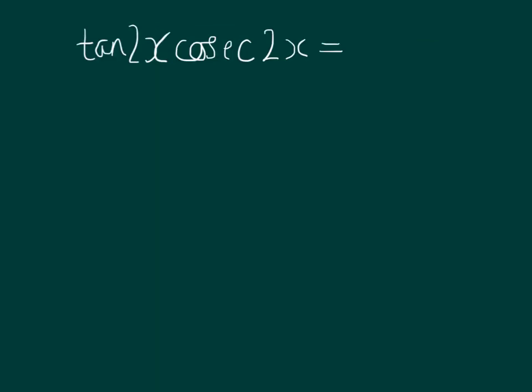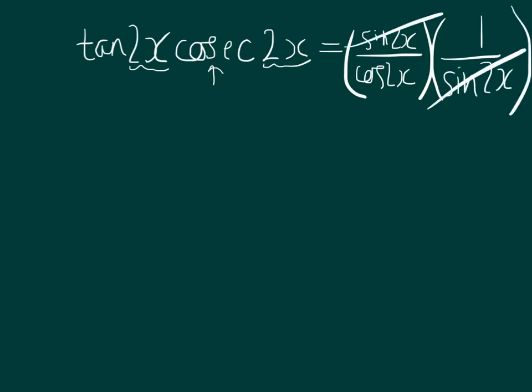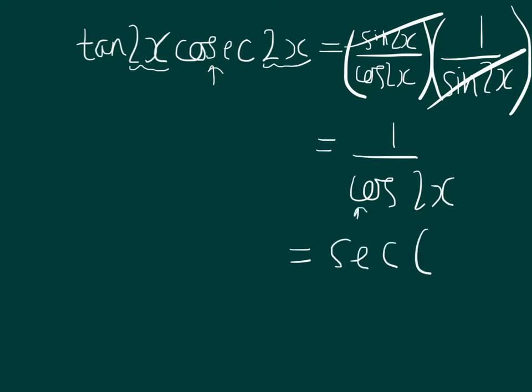With this one, we might let the 2x's worry us, but don't worry about it, it's exactly the same thing. So tan is sine 2x over cos 2x, and that's multiplied by cosec. If we look at the third letter, that's an s, so we know this is 1 over sine 2x. Nice again, those cancel, and we're left with 1 over cos 2x, which is, third letter, sec 2x.